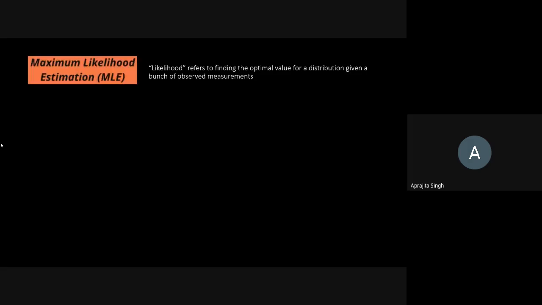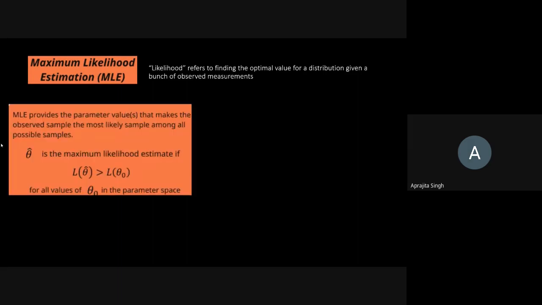Now, what is maximum likelihood estimate? Maximum likelihood estimation provides the parameter values that make the observed sample the most likely sample among all the possible samples. So you are finding out the maximum likelihood estimate. What exactly this is, we'll just go to the next slides and understand how to find the likelihood.